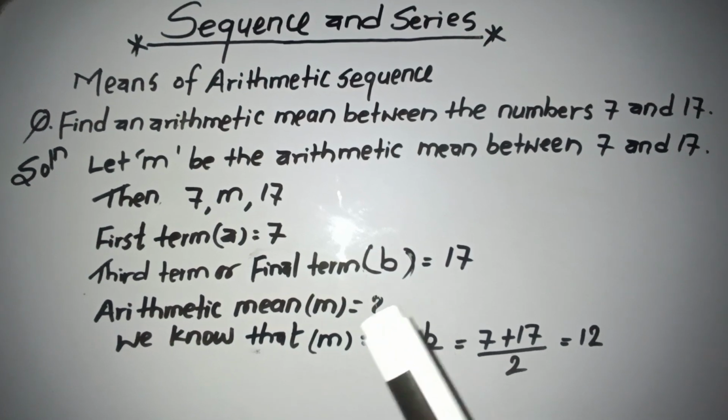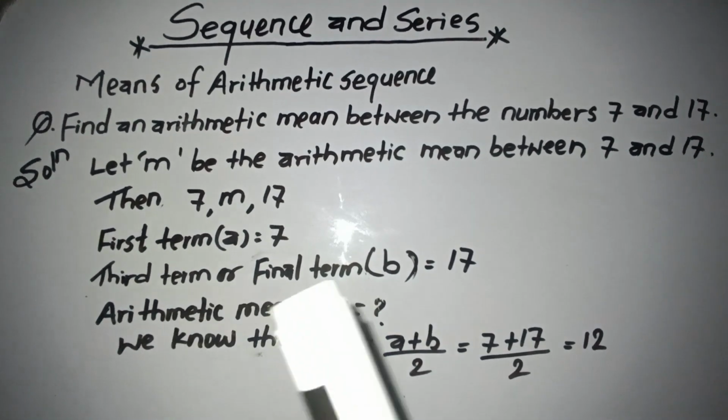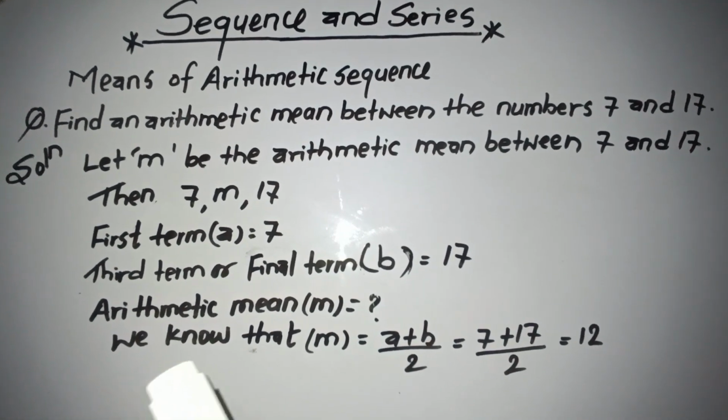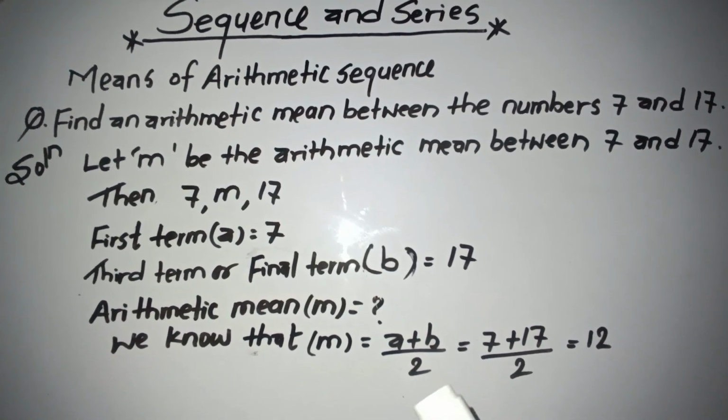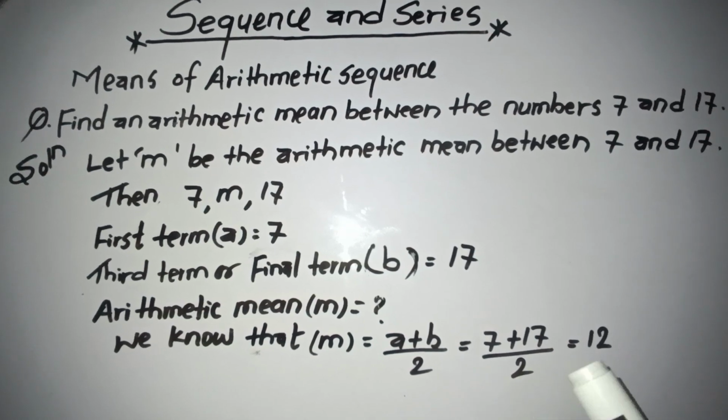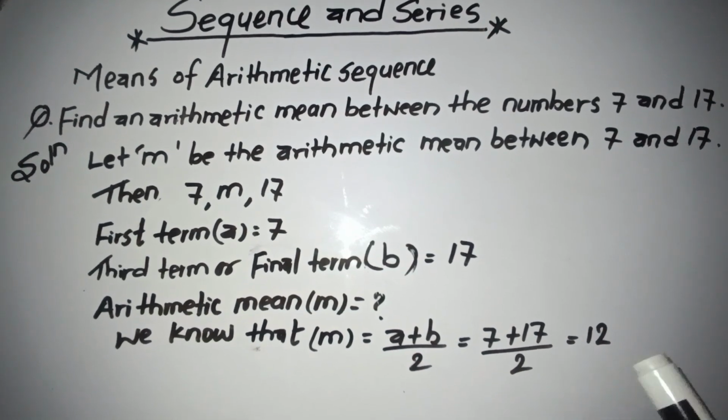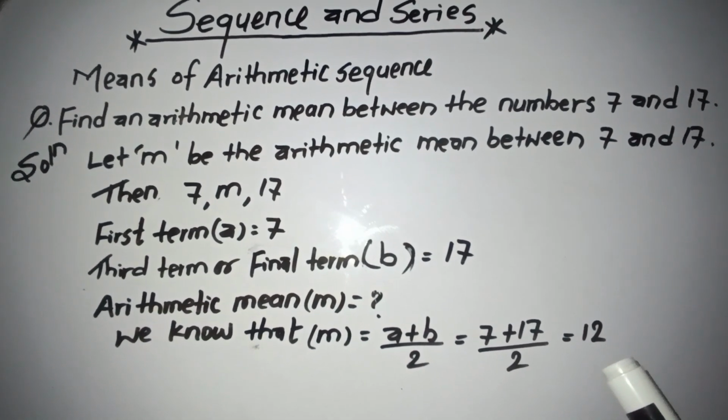We need to calculate the arithmetic mean between 7 and 17, and we use the formula m equals a plus b divided by 2, which equals 7 plus 17 divided by 2, which equals 12.